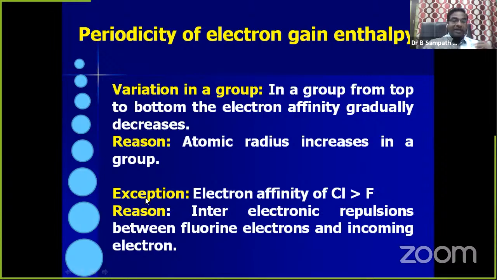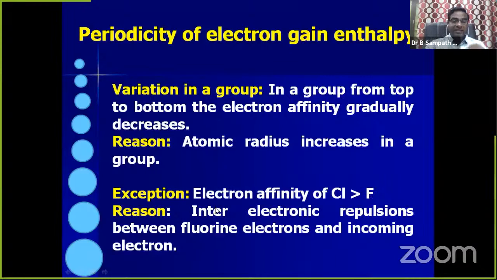But here some exception is there, children. The electron affinity of chlorine is greater than fluorine. Actually, the atomic radius of chlorine is greater than fluorine. Fluorine has the smaller atomic radius, so it should have the greater electron affinity. But why does chlorine have the greater electron affinity than fluorine?